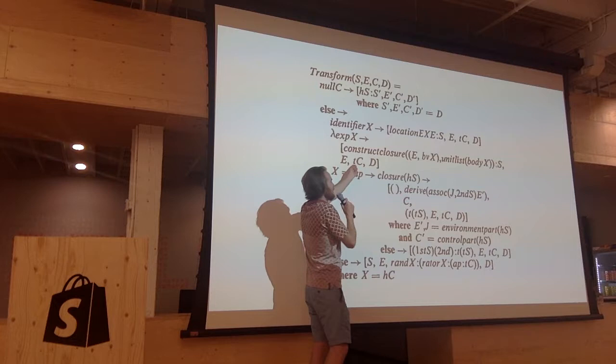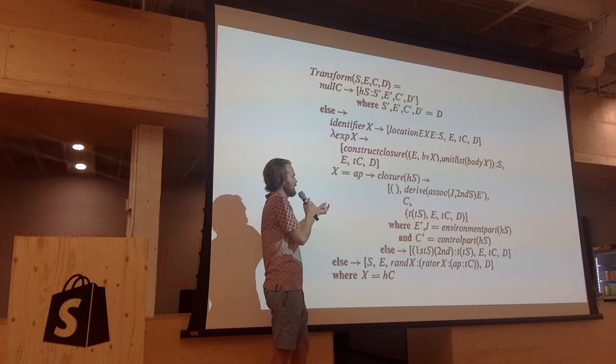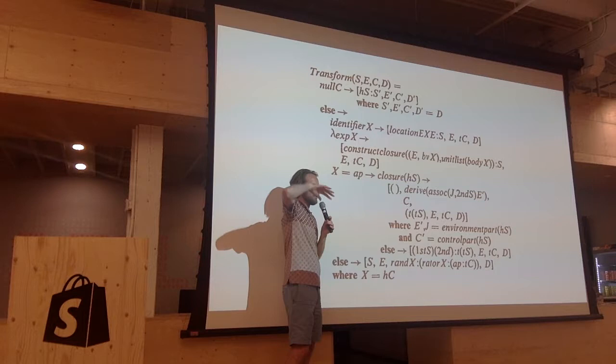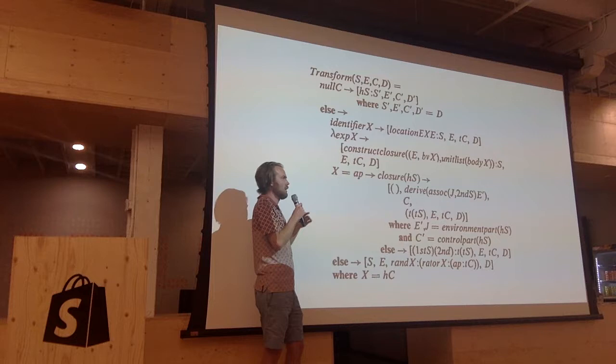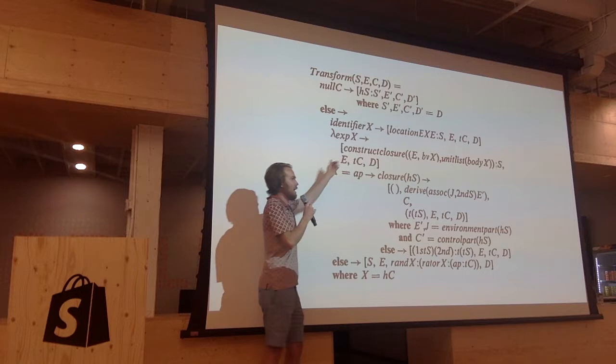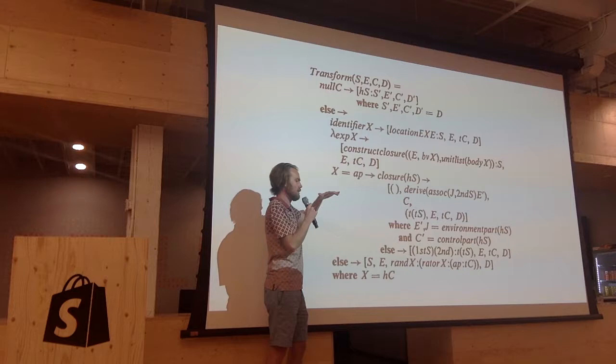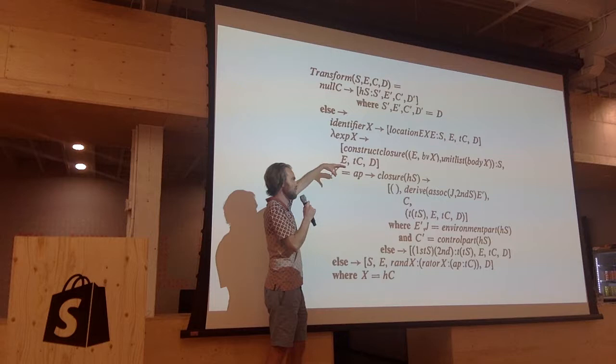Again, we only keep the tail of the control list because we've already consumed that instruction. AP here means apply, and as we're churning through these expressions, whenever we have a combination, like applying a function to an operand, it ends up putting a closure on the stack after it puts the operands on the stack. So you end up with a stack that has the operand and then the closure that's going to be called on it.